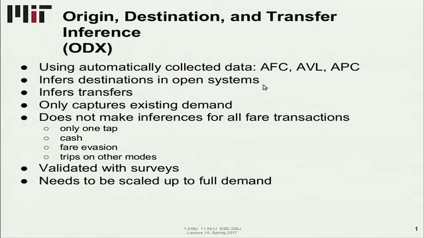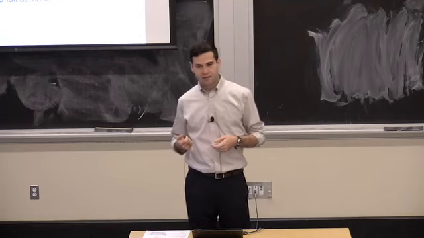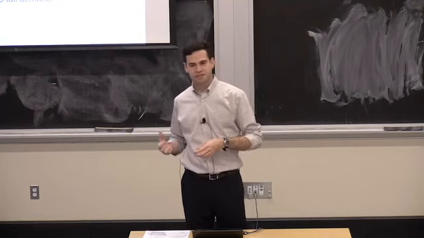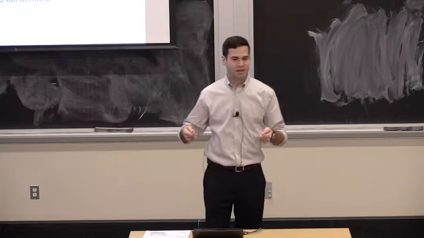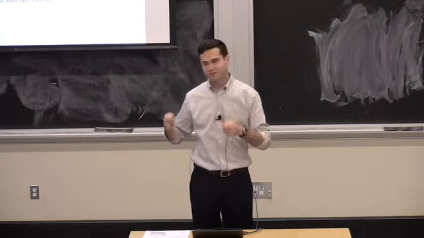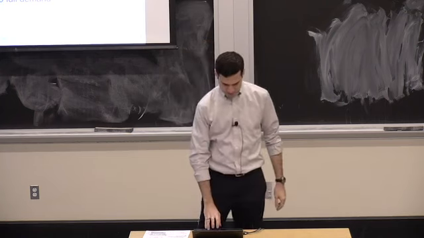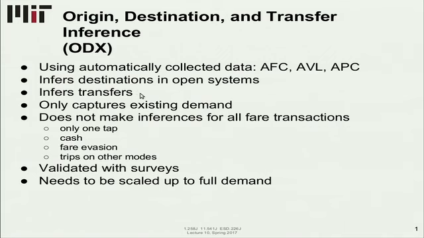Some of these methods can be used to infer destinations in open systems. Open systems are like the bus and rail here in Boston, where you tap in but you don't tap out, right? If you look at the rail system in London or in Washington, D.C., that's a closed system where you tap in and tap out, and therefore the OD pair for each trip is given in that part of the system. It also infers transfers, so we'll talk about why this is important. One of the caveats of these methods is that they only look at the current public transportation demand.